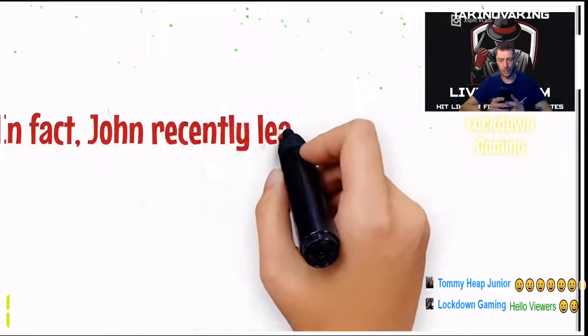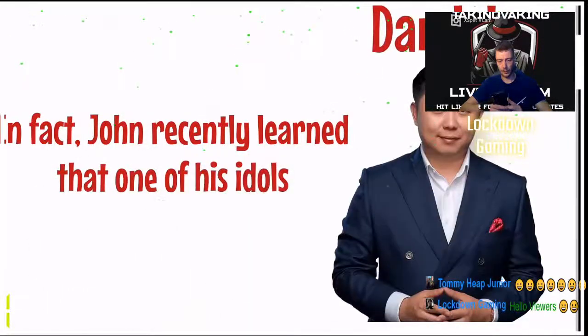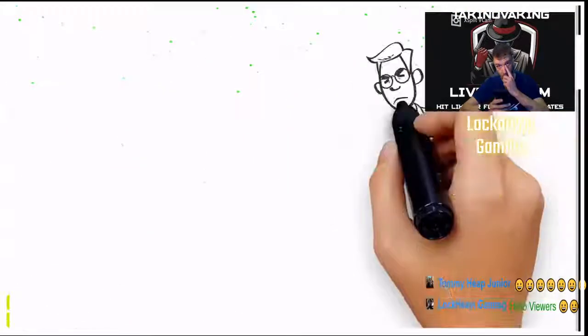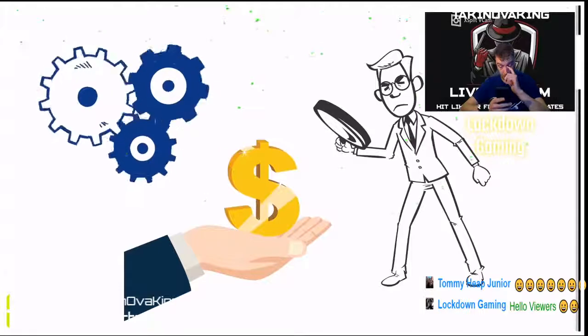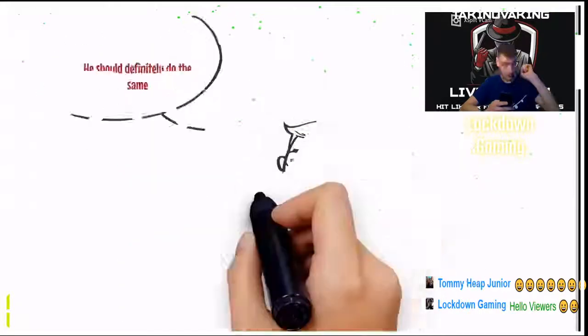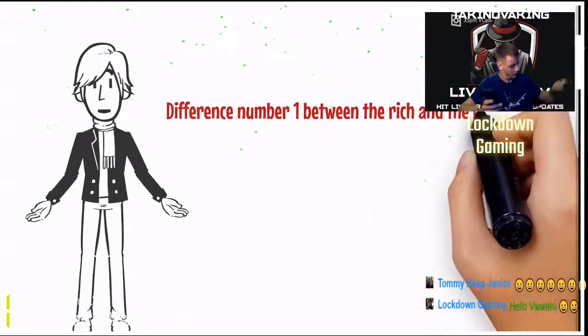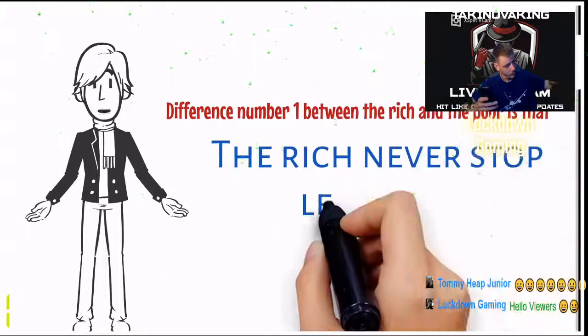In fact, John recently learned one of his idols, Dan Locke, invests over $500,000 a year into continuous learning. John figures that if millionaires are investing that much time and money into learning new things, then he should definitely do the same. Therefore, difference number one between the rich and the poor is that the rich need to learn.